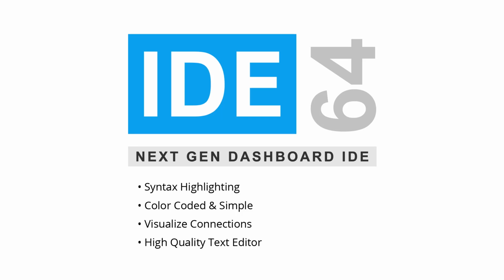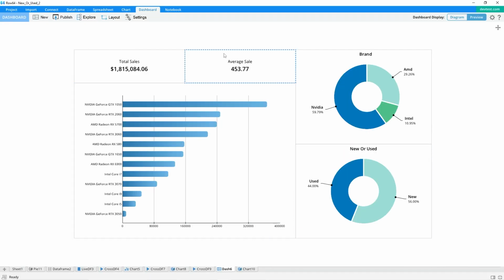Okay, here's a quick video on IDE 64, our next generation typing, debugging and editing workflow. There are a lot of big breakthroughs in terms of syntax highlighting. It's color-coded and simple. You can visualize connections in a graph, and the quality of the text has been improved a lot. So to get started, let's look at a simple dashboard.